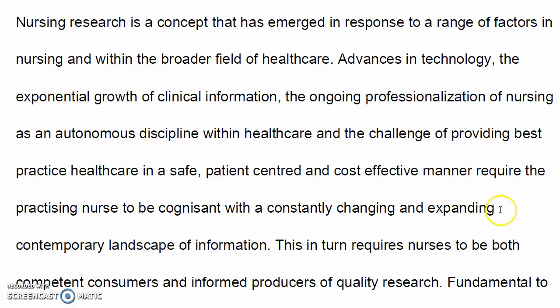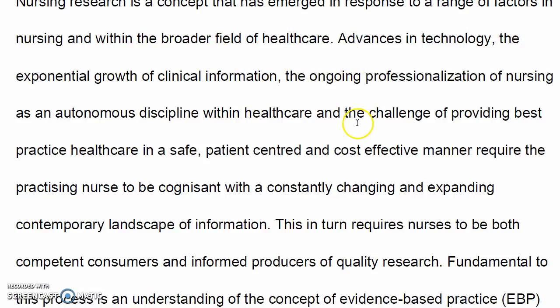So first of all, when we have a look at this assignment, and it was done by a man, so I will continue to say he, we can see that there's a nice introduction. I have both permission to use this assignment and I've removed the name of the student. The student has started with a broad statement such as nursing research is a concept that has emerged in response to a range of factors in nursing and within the broader field of healthcare. Just a lovely advances in technology. Just a big statement that talks about why the change in the way we do our practice means that research needs to be there.